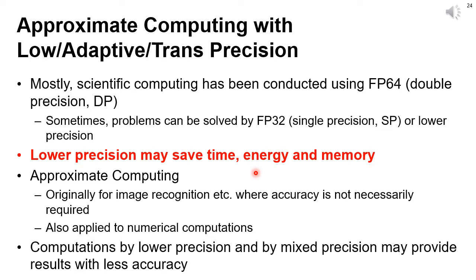Approximate computing is originally the idea for image recognition etc., where accuracy is not necessarily required. It is also applied to numerical computations. Computations by lower precision and by mixed precision from half to quad precision are widely used in various types of scientific applications. But, such computations may provide results with less accuracy.